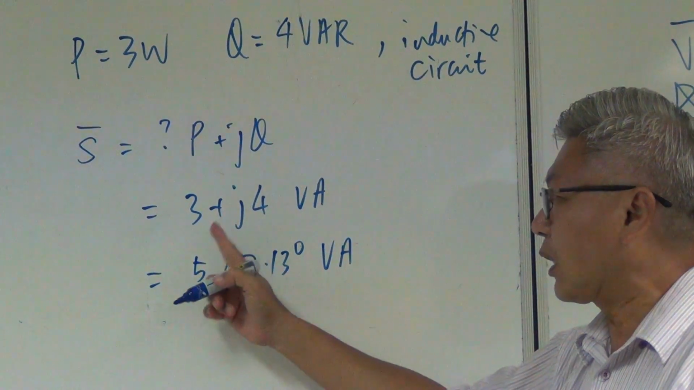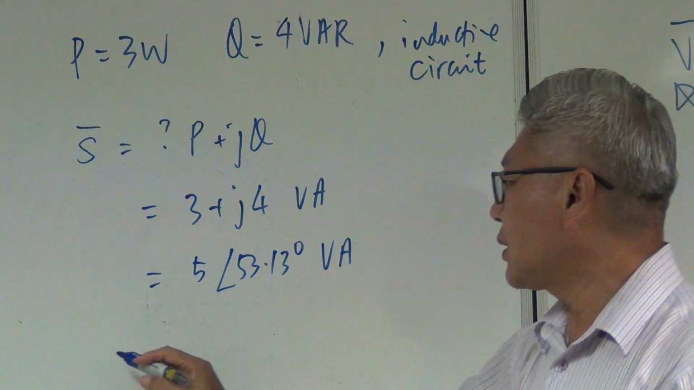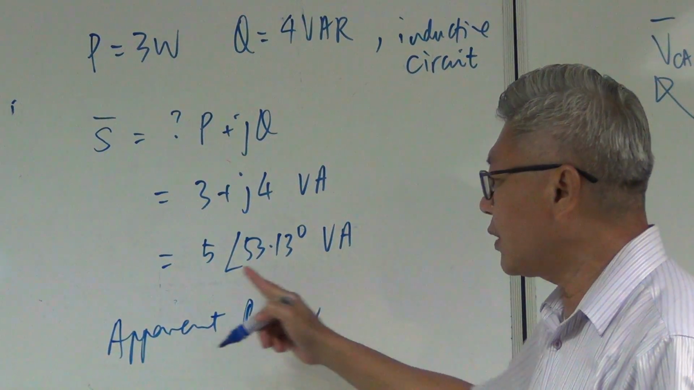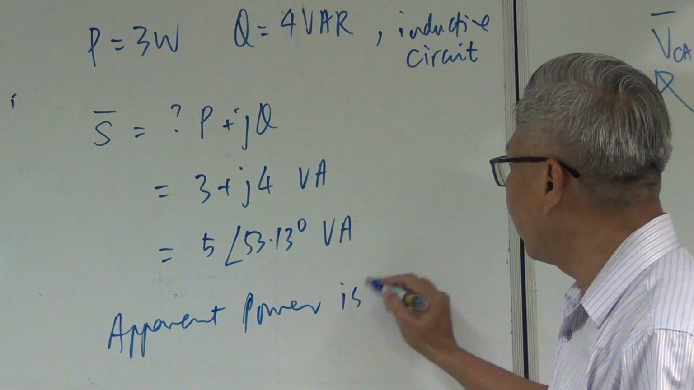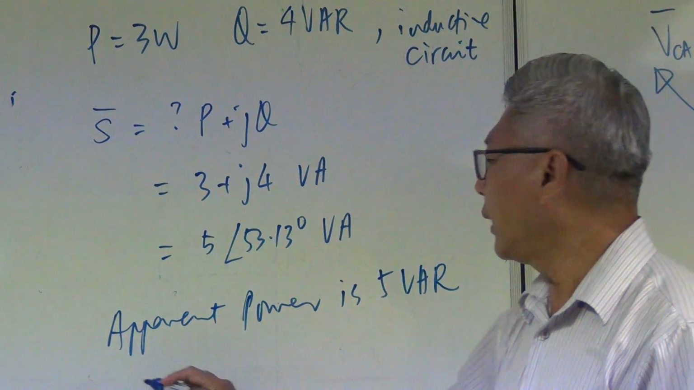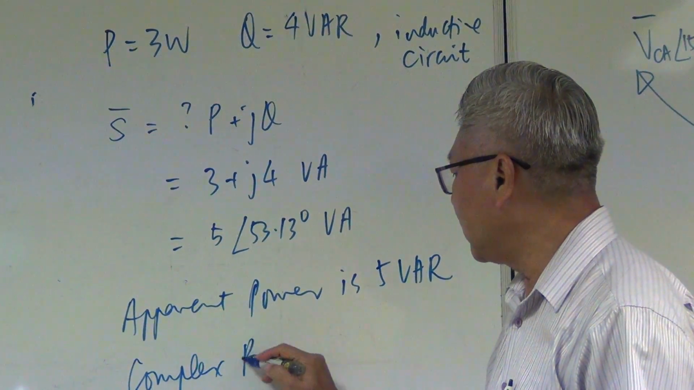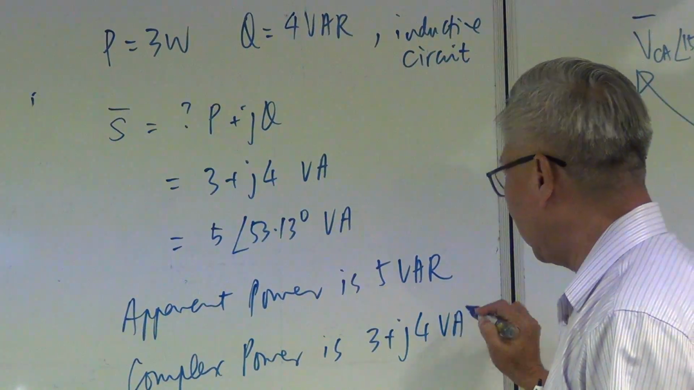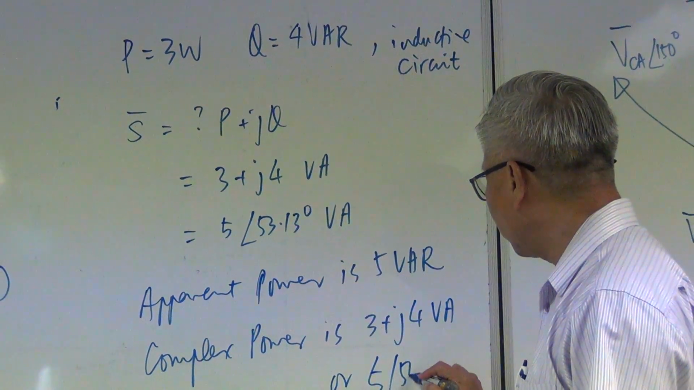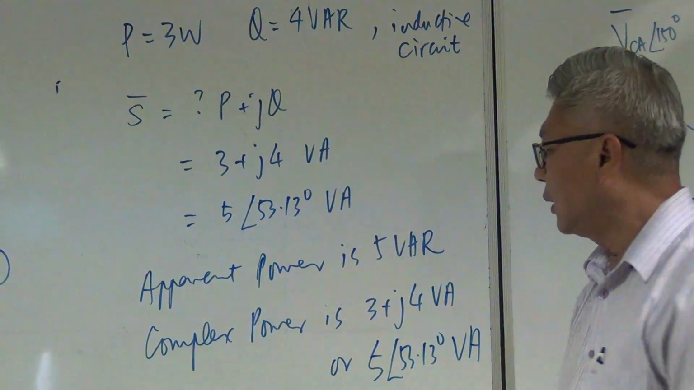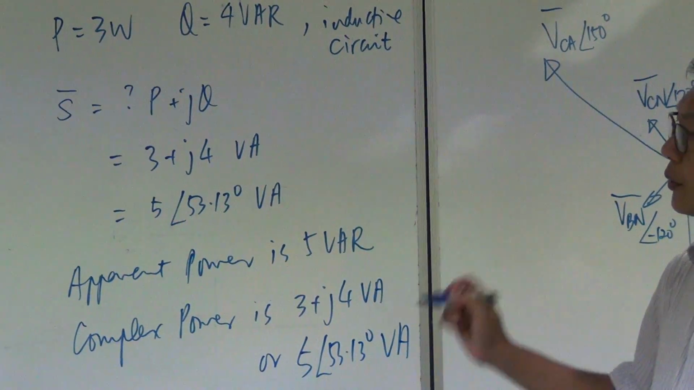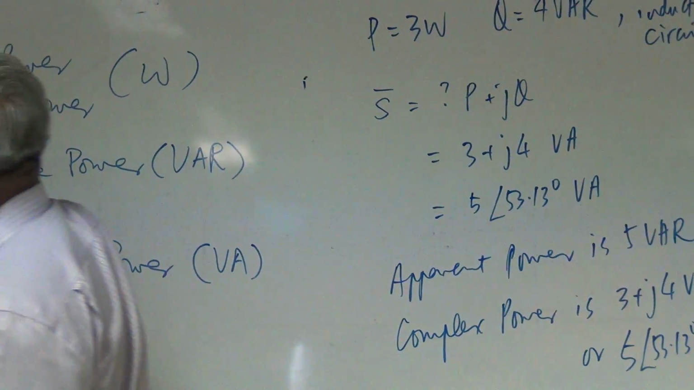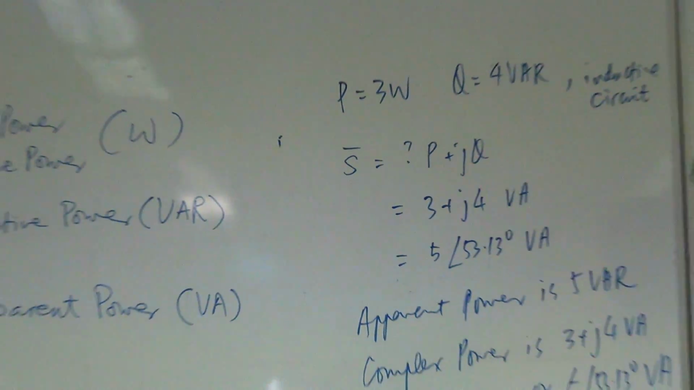So that is called the complex power. Complex power means it's a complex number. If I were to say the apparent power, then the apparent power is just referring to the magnitude. So it's 5 VA. And the complex power, you have to express it in terms of a complex number, is 3 plus J4 VA, or 5 at 53.13 degree VA. Got it? So that's the introduction of the AC power. Alright, so that's the first point. Now we move on to the second point.